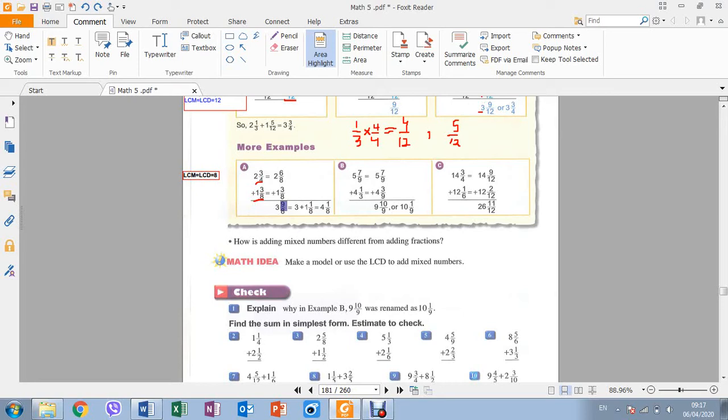But after that, look at this fraction. Our numerator is greater than the denominator, yeah? So at that time, when our numerator is greater than the denominator, when the over the fraction is greater than the under the fraction, this means that we have another whole number, okay? So we need to divide the over the fraction by the under the fraction.